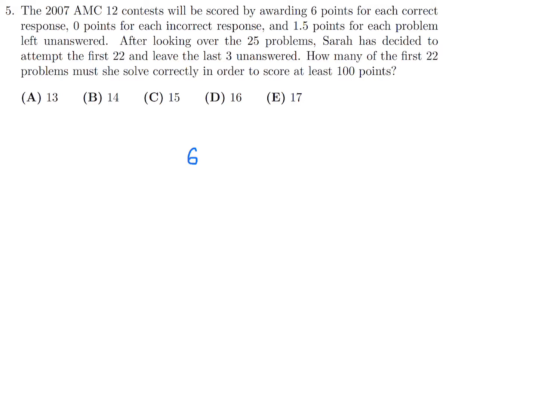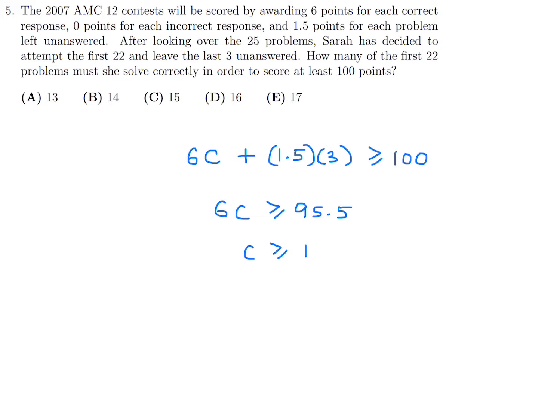We have 6 points for the number of correct responses, or C, right? C for correct responses. And then 1.5 points for every unanswered, and she leaves 3 unanswered. And we want this to be greater than or equal to 100 points. Okay, so 6C would be greater than or equal to 95.5. And therefore C is greater than or equal to 15.9 approximately. So the number of correct responses must be at least 16. So the answer to number 5 is D.